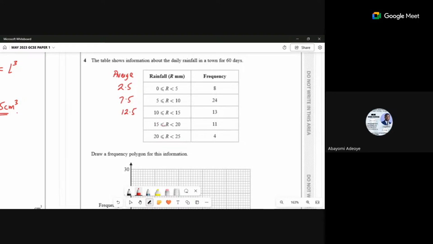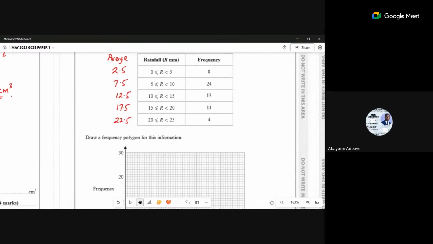So add this divided by 2: 17.5. And the last one? 22.5. Okay. So the question says we should draw a frequency polygon. So let's do the polygon together.